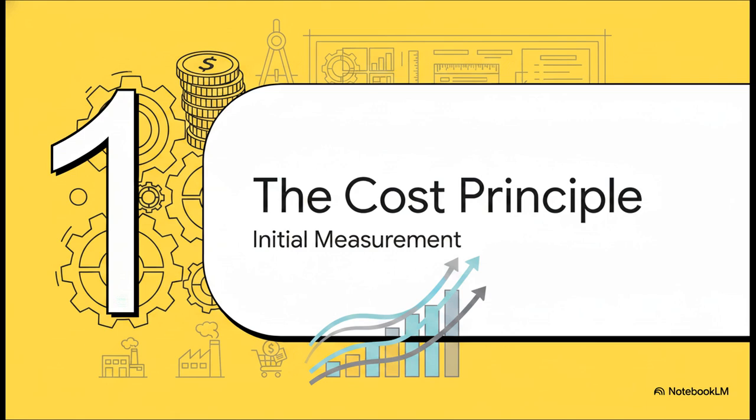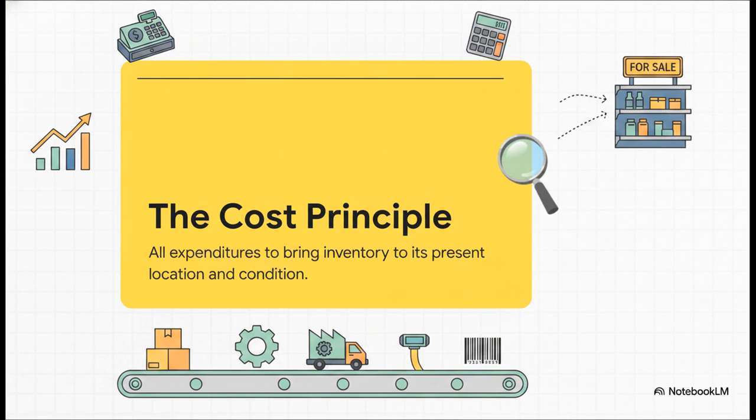Let's establish the golden rule of inventory accounting. So inventory is initially measured at cost, but what does cost actually mean in this context? Well, it includes all expenditures directly or indirectly incurred to bring inventory to its present location and condition for sale or use in production. Now, what's absolutely crucial here is that emphasis on present location and condition. That is your benchmark. Literally every single cost required to get those goods ready belongs in the inventory bucket.